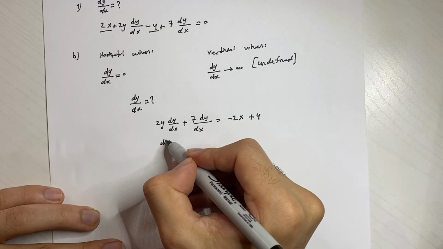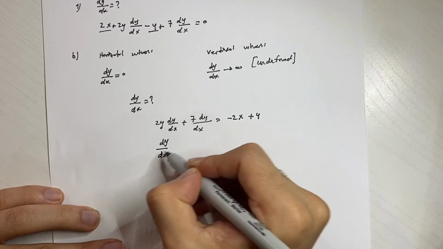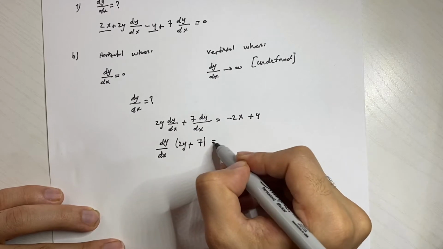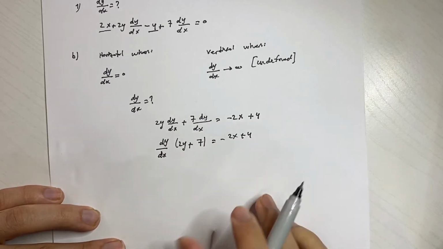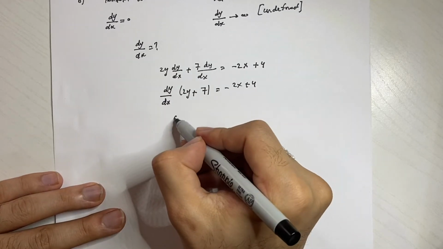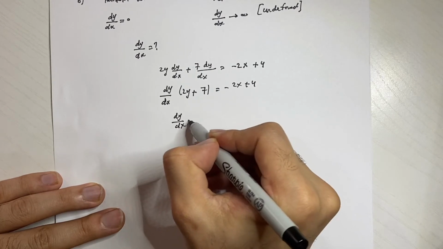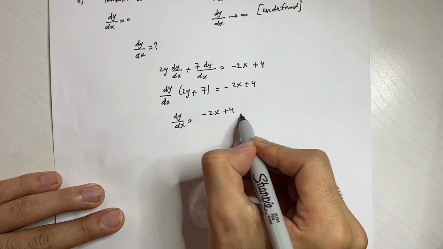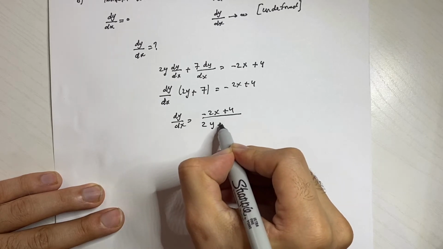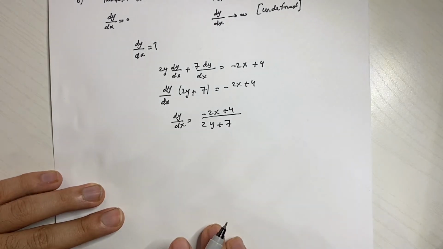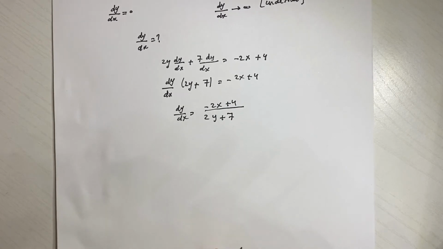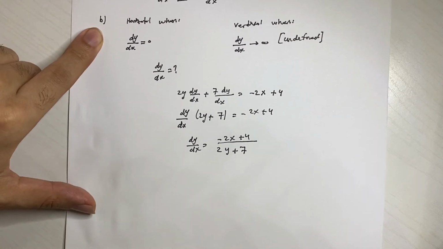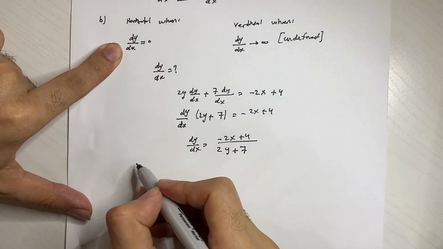Now what I can do is factor dy/dx from these terms. And now I want to end up with dy/dx, so I'm going to divide by 2y plus 7 on both sides. And this is dy/dx. So now we have to figure out where it's going to be horizontal and when it's going to be vertical.